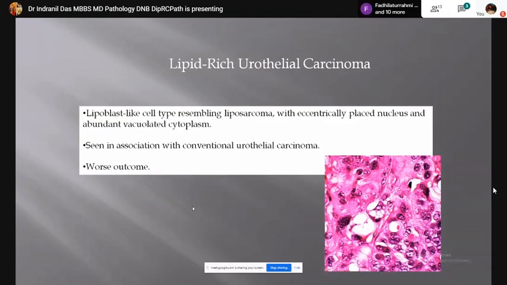Now, lipid-rich urothelial carcinoma. Lipoblast-like cells may be seen in lipid-rich urothelial carcinoma. They are seen in association with conventional urothelial carcinoma. The prognosis is bad.